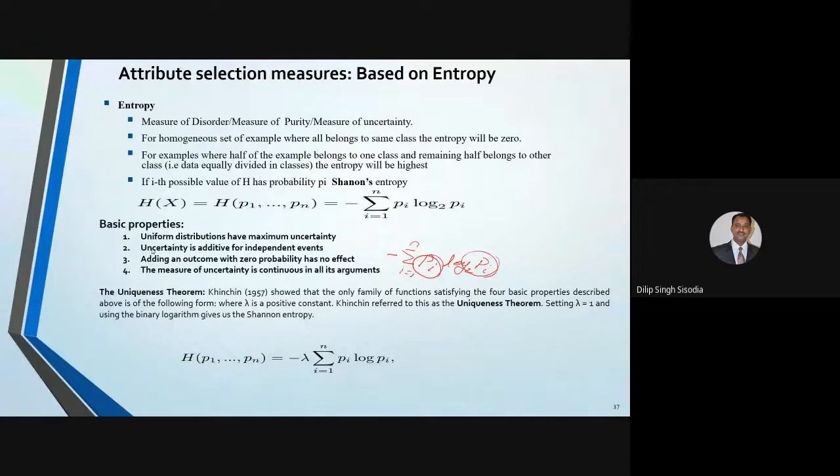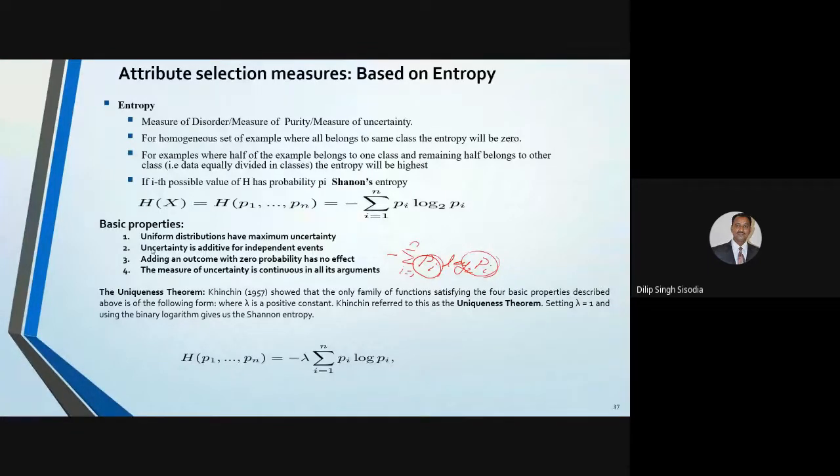Uniform distribution having maximum uncertainty means, for example, if we toss a fair coin, it can be head or tail. So the probability of getting head and getting tail is equal. So a uniform distribution has maximum uncertainty. Second, uncertainty is additive for independent events.